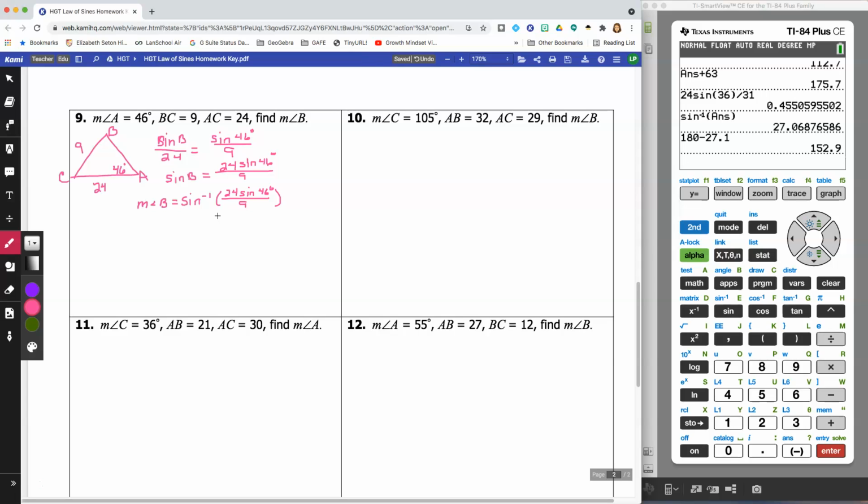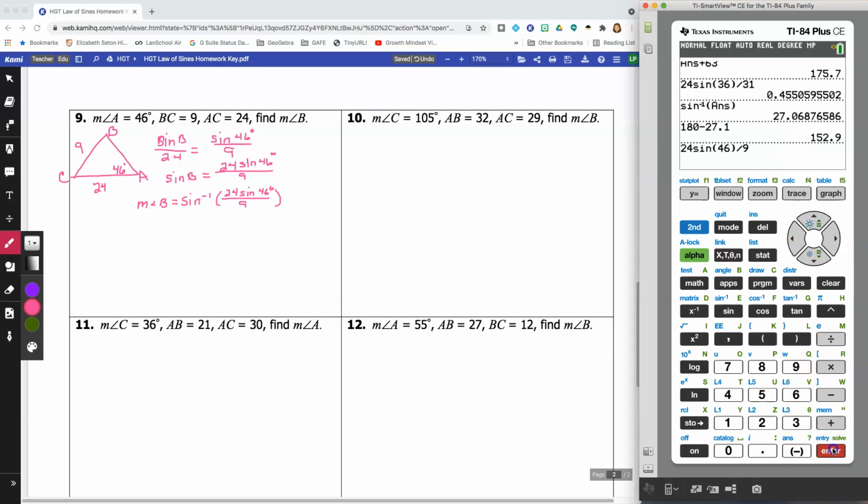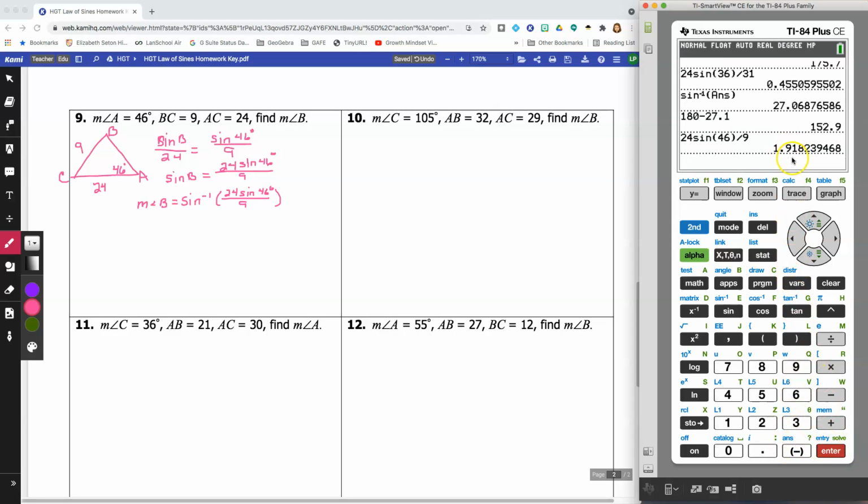can even have a triangle that meets this description. So I type into my calculator 24 sine 46 degrees, close my parentheses before I divide. Also, double check and make sure your calculator is in degree mode. Okay, so when I do that, here's what I find out. When I've multiplied 24 times the sine of 46 and divided by 9, I get 1.9, almost 2. Here's the problem.